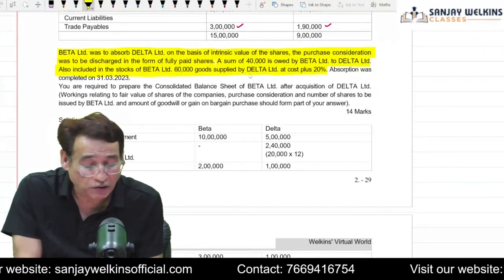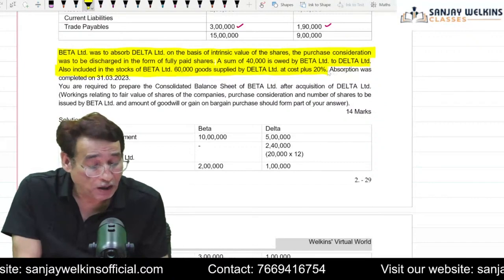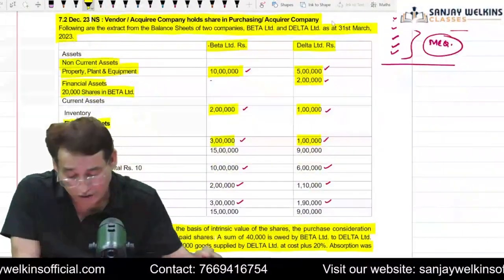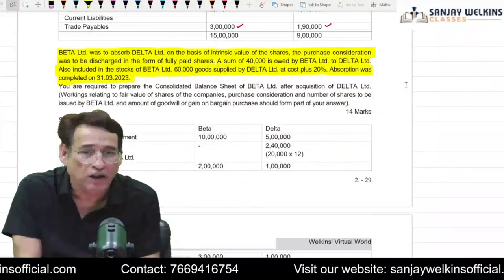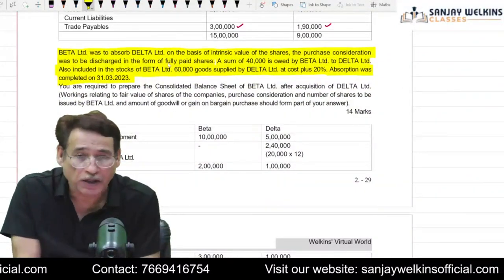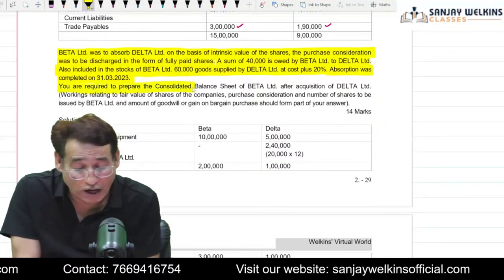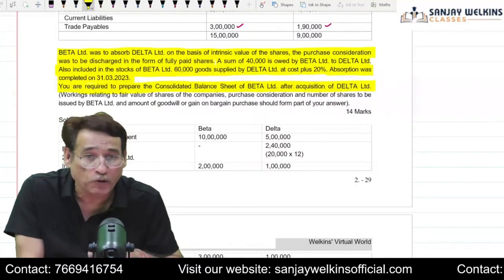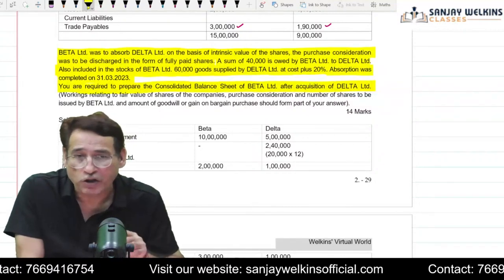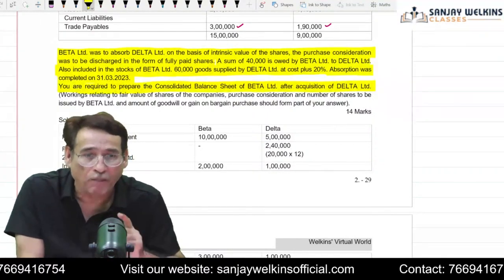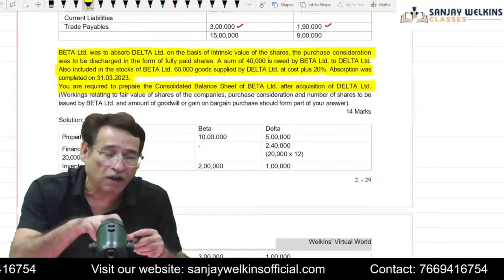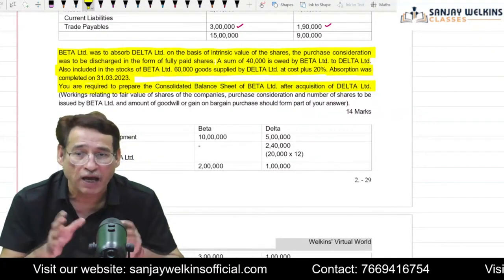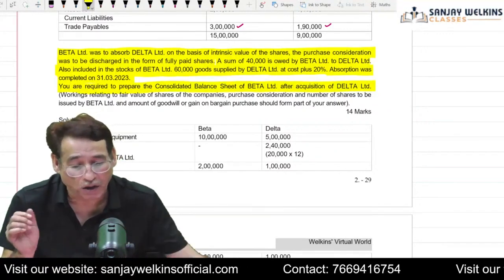Don't worry. 60,000 goods supplied by Delta Limited at cost plus 20%. Absorption was completed on 31st of March 2023. So this is the date of the balance sheet. On this particular date, absorption has completed. That means this company has taken over the business of Delta Limited. You are required to prepare the consolidated balance sheet of Beta Limited after acquisition of Delta Limited. So on the date of acquisition, we are supposed to prepare the balance sheet. That means this question is of Ind AS 103, number one. At the same time, in this question, there is intercompany holding, number two. Because on the date of acquisition, when we do the consolidation, we have to do it as per Ind AS 103. Is it clear to you or not?